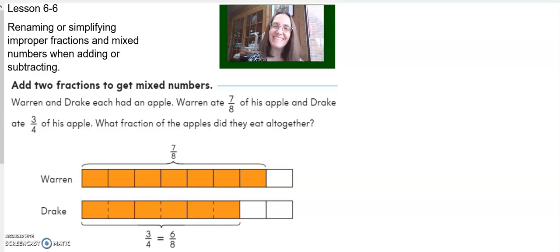Hello, my mathematicians. This is Miss Foster with Math in Focus, 4th grade, Chapter 6, Lesson 6, Renaming or Simplifying Improper Fractions or Mixed Numbers when Adding or Subtracting.